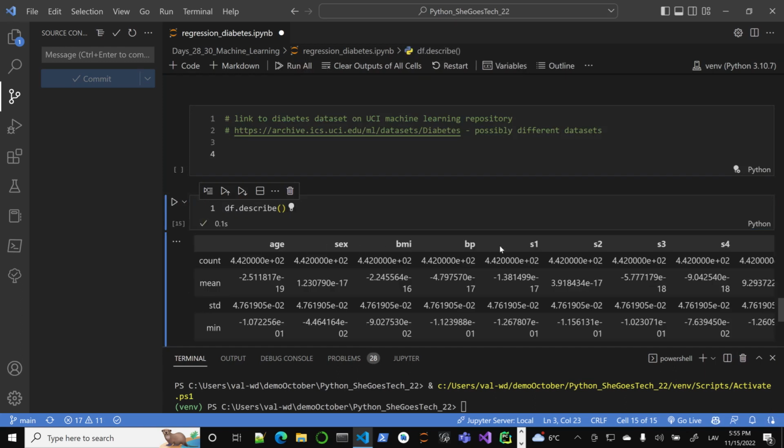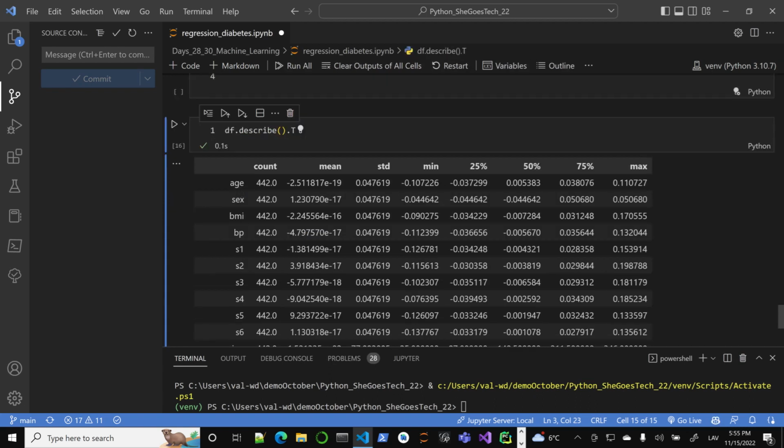These are age, sex, BMI, BP. Let's do transpose, so we see count, mean, max. Again, in what world is that the average? Well, look at this average. The average is basically e to the minus 19, basically 0, because we remember floats are not very precise. 19 zeros after the decimal point. Minimum is minus 0.10, maximum is 0.1.